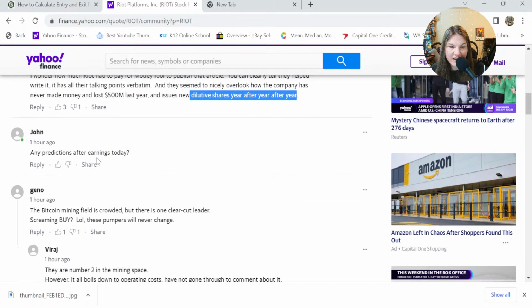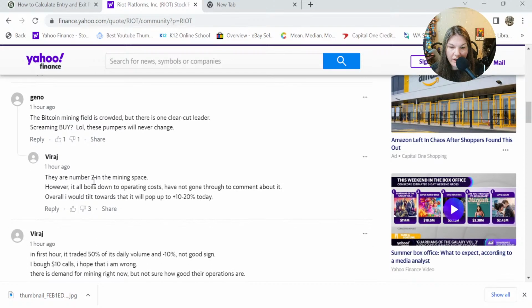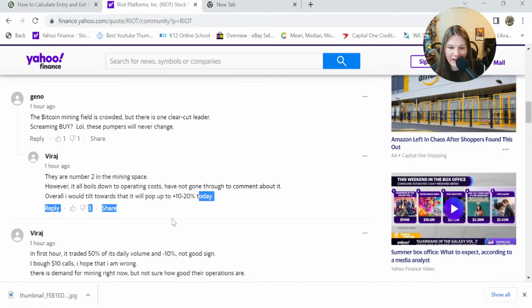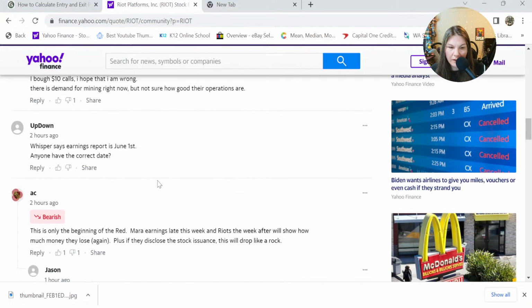Any predictions after earnings today? The Bitcoin mining field is crowded, but there's one clear-cut leader screaming, buy. These pumpers will never change. They are number 2 in the mining space. However, it all boils down to operating costs. I have not gone through to comment about it. Overall, I would tilt towards it popping up 20% today. In the first hour, it traded 50% of its daily volume and is negative 10%, not a good sign. I bought $10 calls. I hope that I am wrong. There's a demand for mining right now, but not sure how good their operations are.